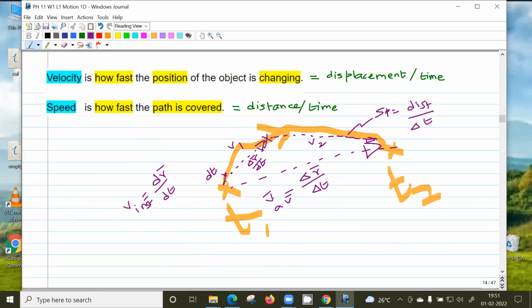Similarly, going from here to here, the speed is this path length divided by the corresponding delta t. And the speed going from here to here will be this path length divided by the corresponding delta t. If you take a larger time interval, it's some sort of an average. If you make this time interval very, very small, this path length divided by this time interval will be instantaneous speed. This is like average speed, the full path length over the full time. And if this time interval becomes very small, then it becomes instantaneous speed. Clear?